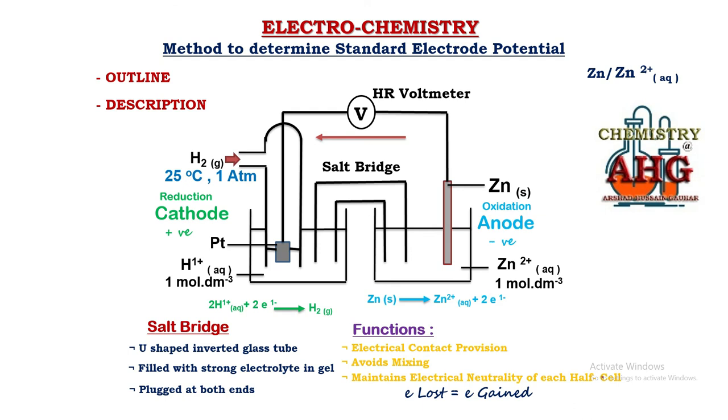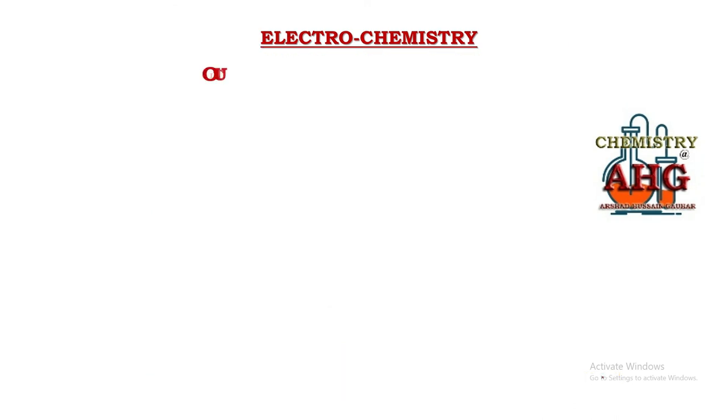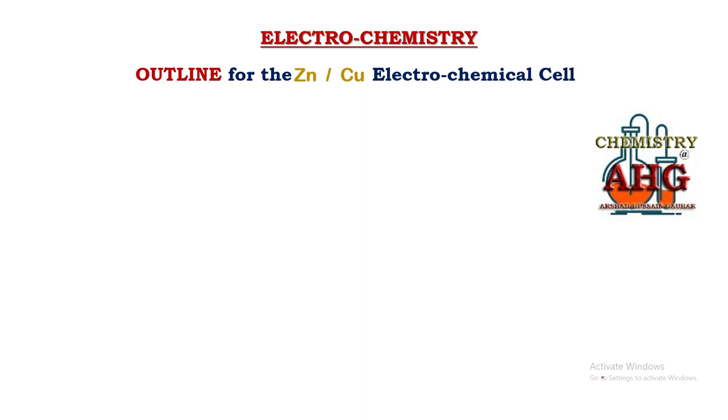Okay, this is the information that you must remember for the method to determine standard electrode potential. Always remember, whenever you are asked to give an answer for the method, in the method, one half cell is always the standard hydrogen half cell. That is the reference electrode. But if ever you see a question asked like this, to give an outline for an electrochemical cell containing zinc and copper half cell.